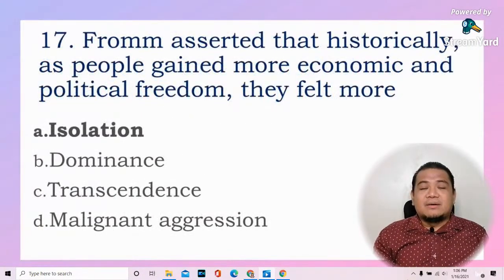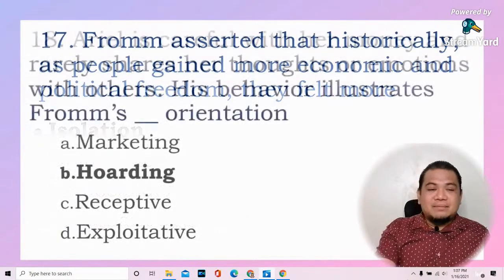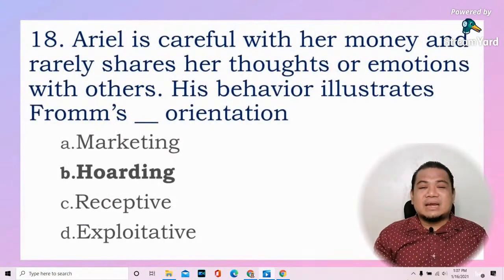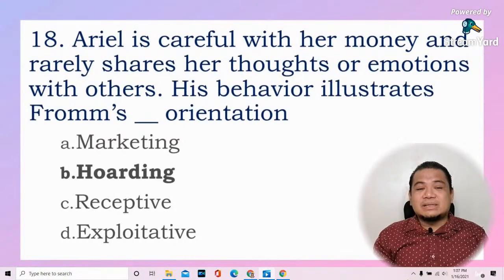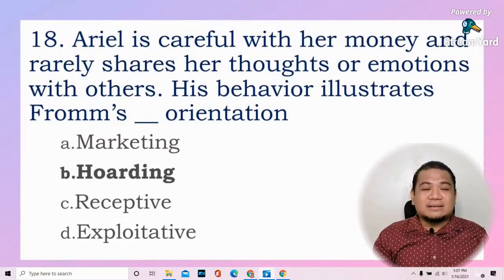Number 17. Fromm asserted that historically, as people gained more economic and political freedom, they felt more letter A, isolation. Number 18. Ariel is careful with his money and rarely shares his thoughts or emotions with others. His behavior illustrates Fromm's orientation. The answer? Hoarding. So rather than valuing things outside themselves, hoarding characters seek to save that which they have already obtained.